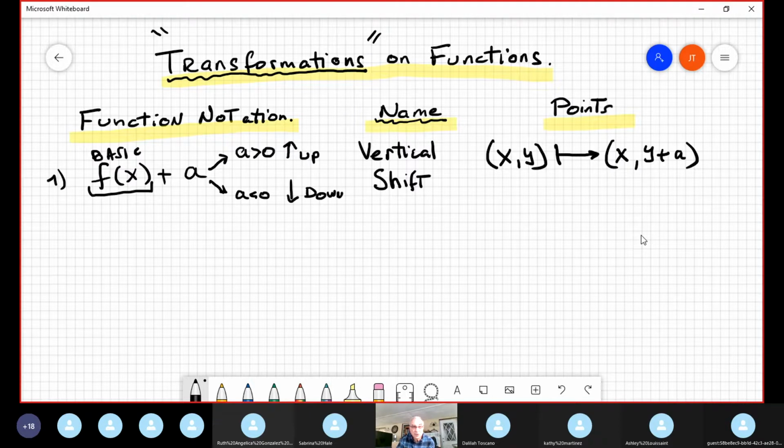What is the first transformation we studied? When you add one number. If this number is positive, it's a vertical shift. The motion is obvious. When you add or subtract outside the parentheses of the function notation, the motion is vertical because you affect only the y value, not the x. The x stays the same. When it's positive, it's up. And when it's negative, it's down. Okay?